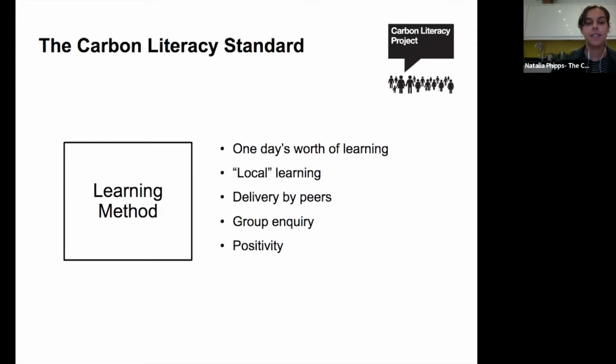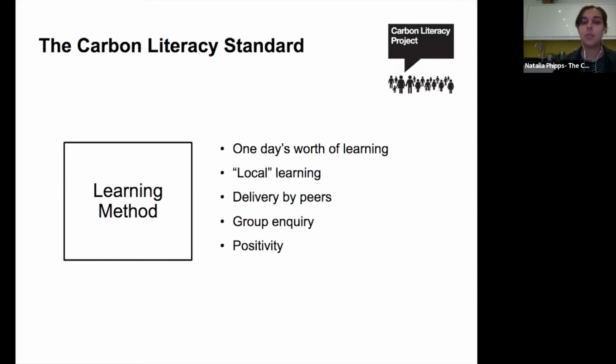The second part is the learning method. Carbon literacy is 1 day's worth of learning, so it's 7 to 8 hours of training. This was found to be the minimum amount of time that was needed for people to actually learn about what climate change is and then go and change their behaviour as a result of it. The behavioural studies said in an ideal world, it would be a week's worth of intensive training, but sadly not everyone can give away that amount of time. So that 7 to 8 hours is the minimum amount of time needed to go and make those large scale behaviour changes.